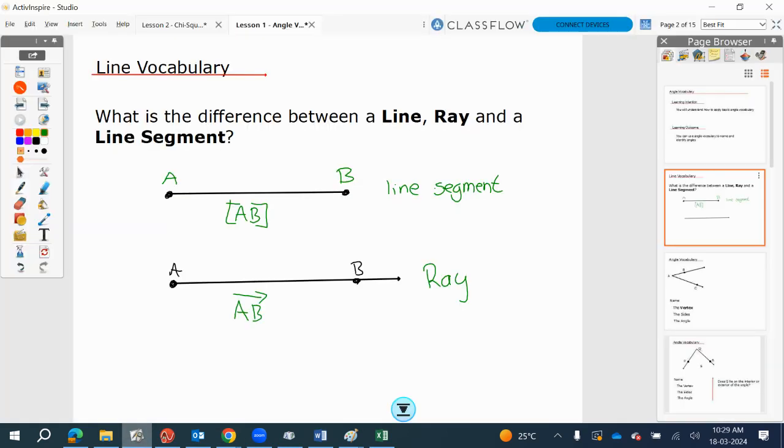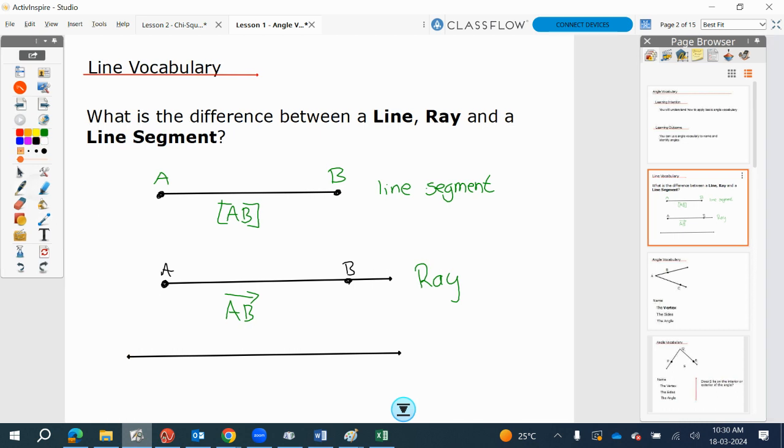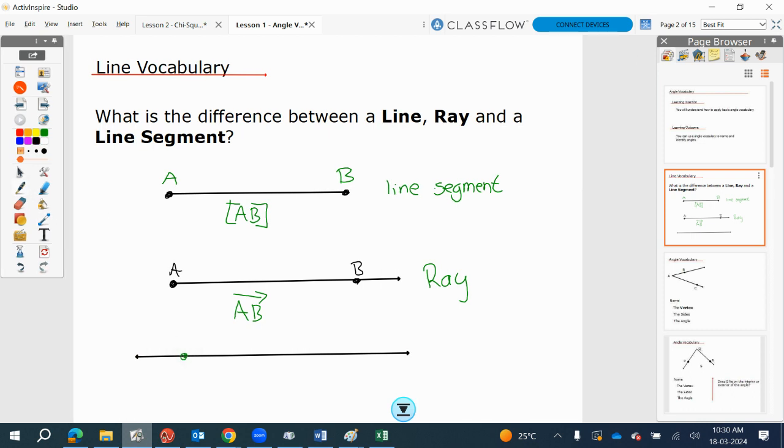A line segment has a distinct start and a distinct end. A ray has a distinct starting point but no end. And then a line has no end in each direction. So this would be the line that passes through points A and B.